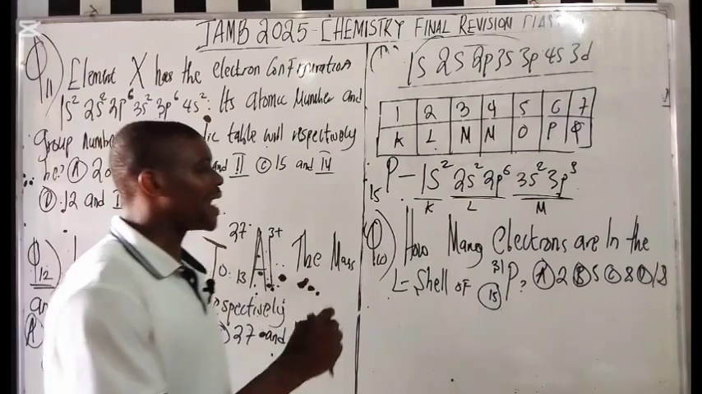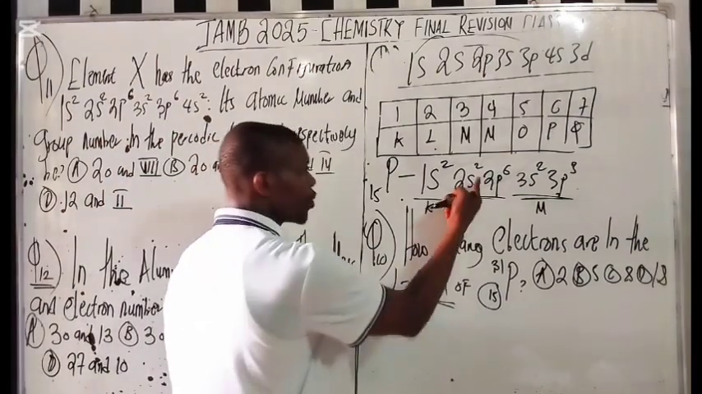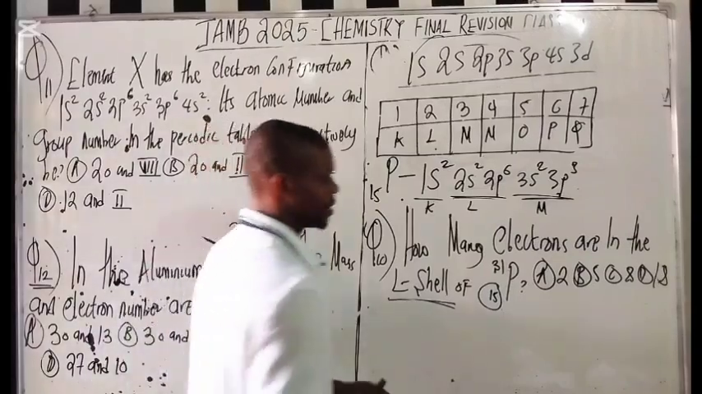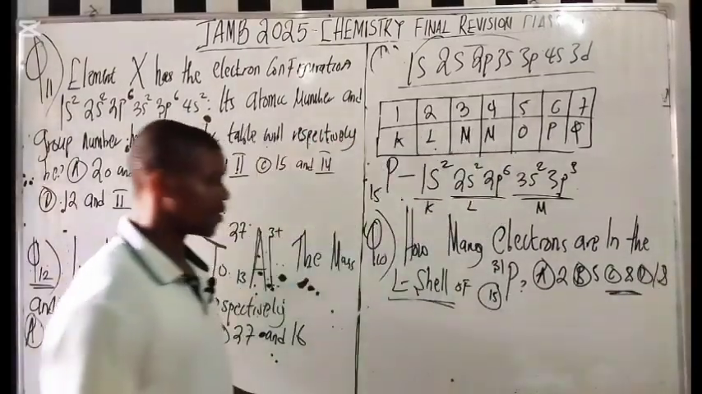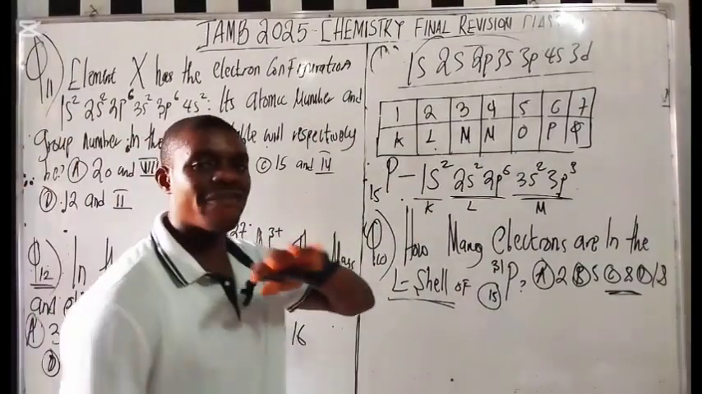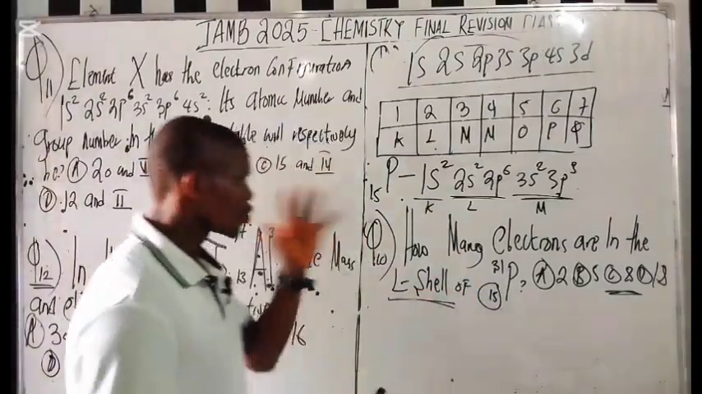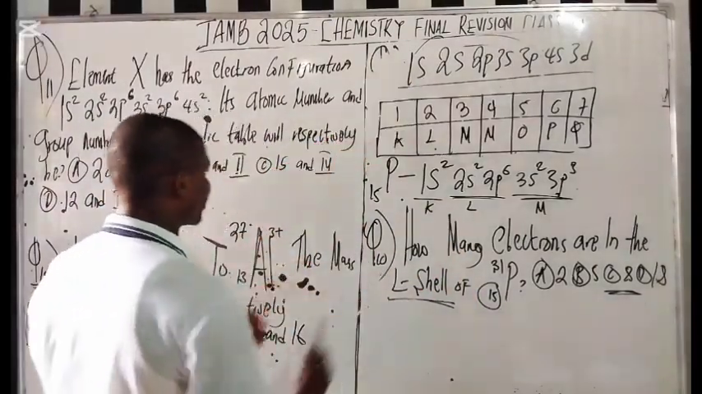Now they ask you how many electrons are in the L shell, which is the second energy level. 2 plus 6 is 8. So look at 8 here. This is the answer. So you can see how I've used one question to explain so many things to you, right? So that is for question 10.